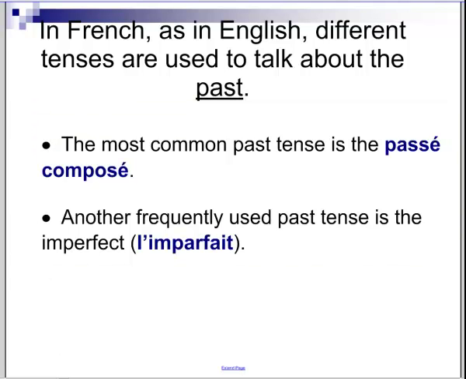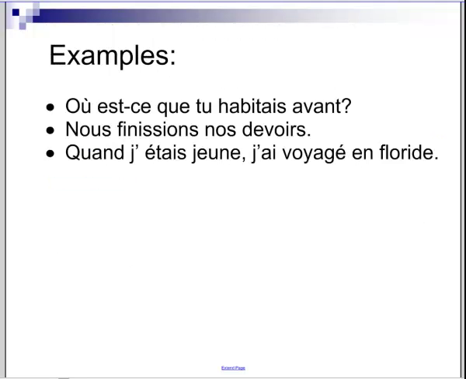These notes are going to talk about the imparfait, which is another way to talk about the past. In French, as in English, different tenses are used to talk about what happened in the past. The most common past tense, the one we've learned and used all year long, is the passé composé, and another one, the one we're going to learn right now, is the imparfait.